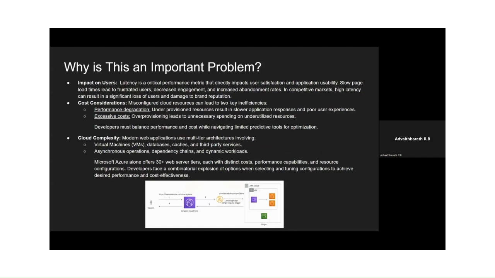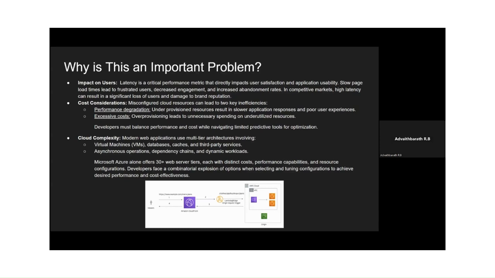Cost consideration: balancing performance and cost in cloud configuration is challenging. Under-provisioning can degrade performance, leading to slower response time and frustrated users. On the other hand, over-provisioning wastes resources and inflates cost. For example, upgrading a cache tier may improve latency but could double operational expenses if not optimized properly.